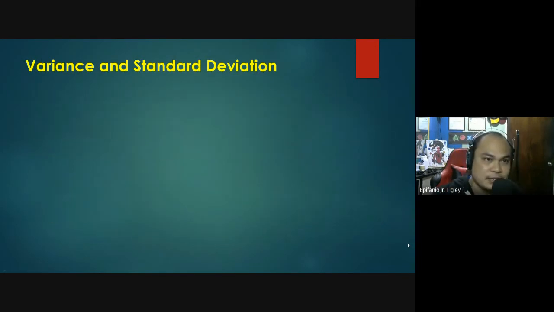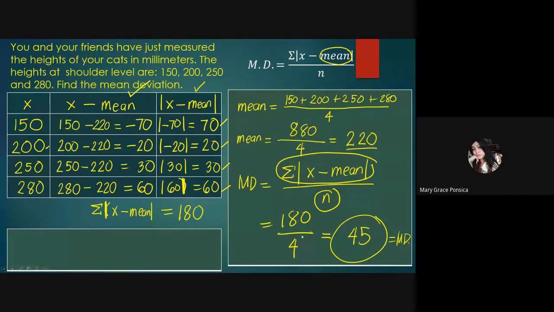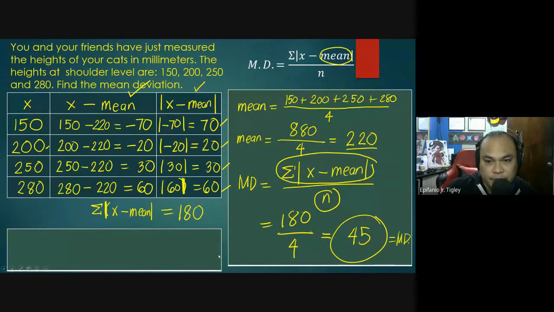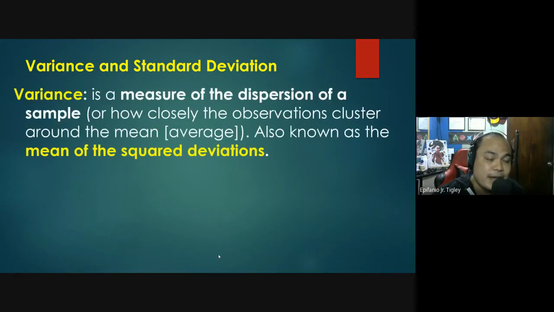Any questions about the mean deviation? None so far, sir. Okay, let's continue now. We will be having the variance and the standard deviation now. Let's start with the variance.